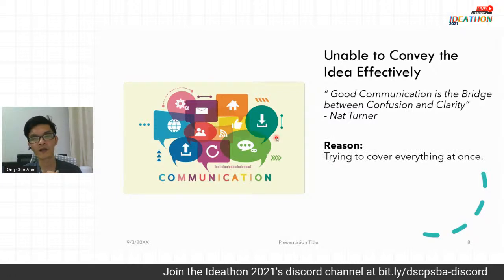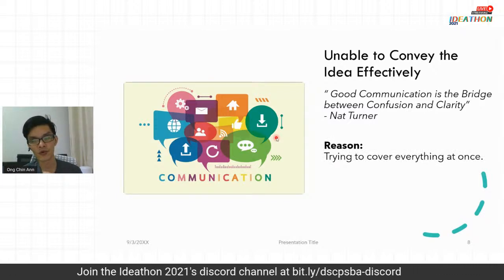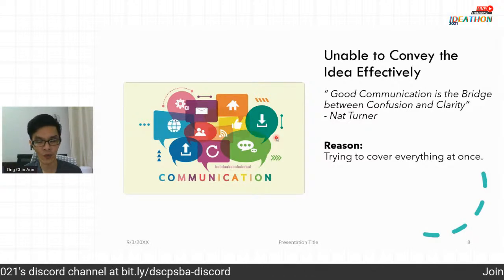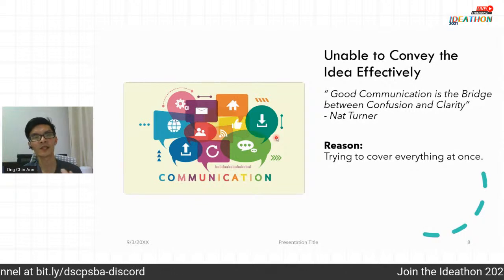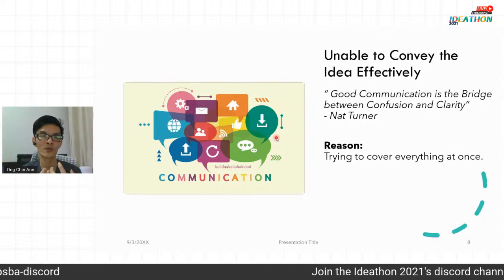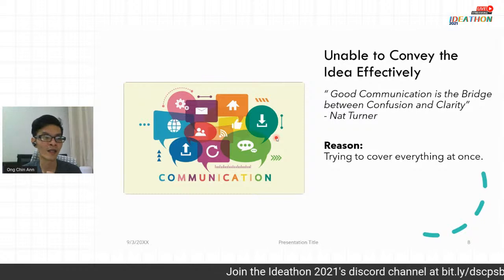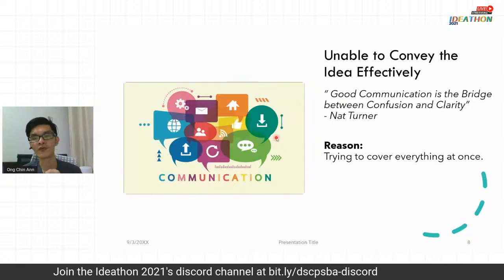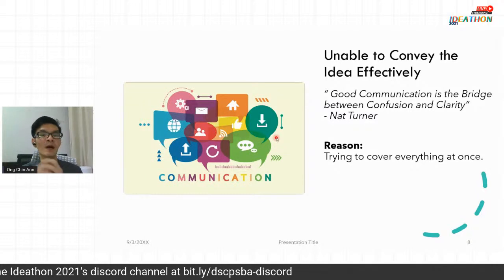There are a few reasons why sometimes a presenter won't be able to convey their message to the audience. Probably they're trying to cover everything at once, right? In that case, you may need to break down your very complicated ideas or your very complicated solutions into smaller pieces, and then deliver them piece by piece, right?